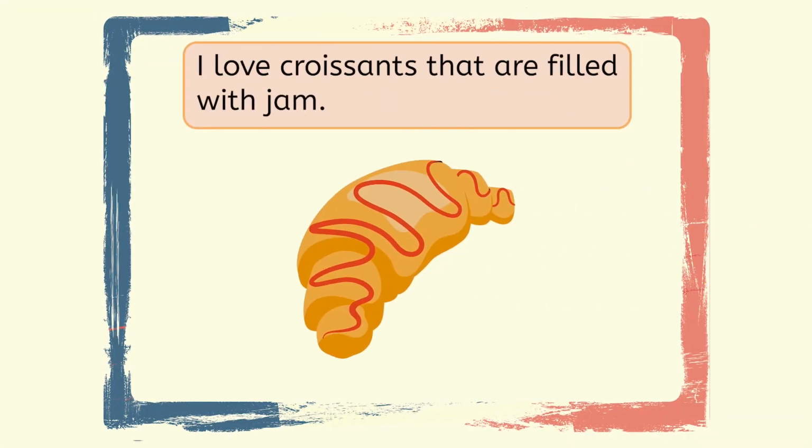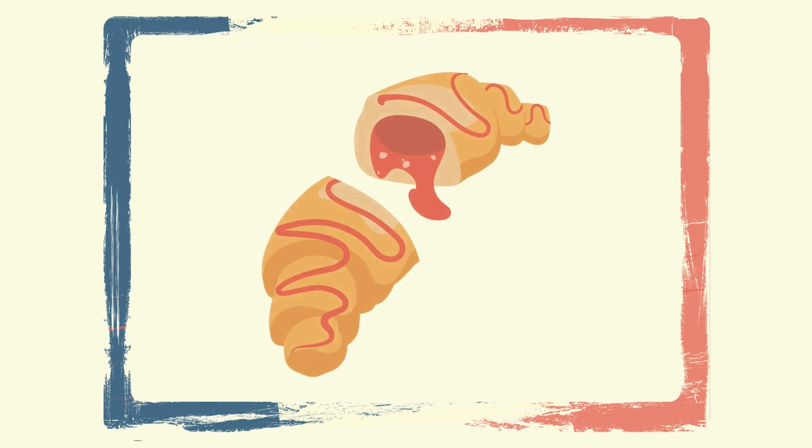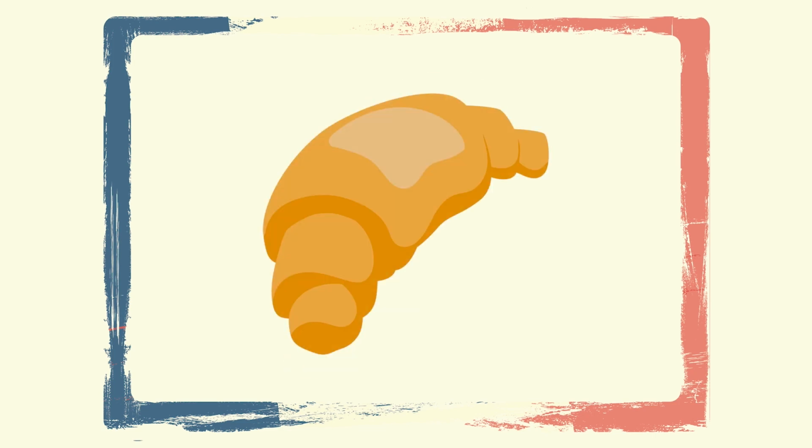Take this sentence, for example. I love croissants that are filled with jam. If I take away the phrase, that are filled with jam, then the sentence becomes, I love croissants. The phrase that are filled with jam is restrictive because taking it away changes the core meaning of the sentence, from loving jam-filled croissants to just regular croissants. The phrase restricts or limits the meaning of the sentence.